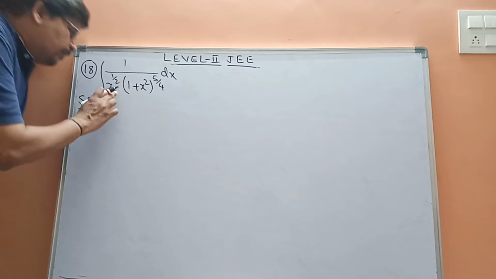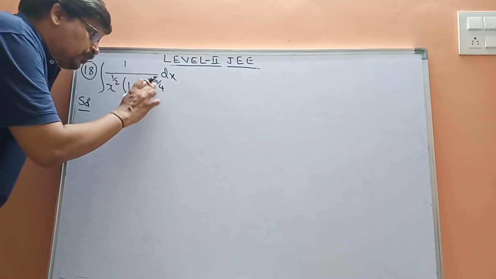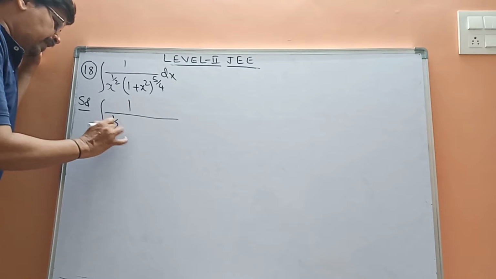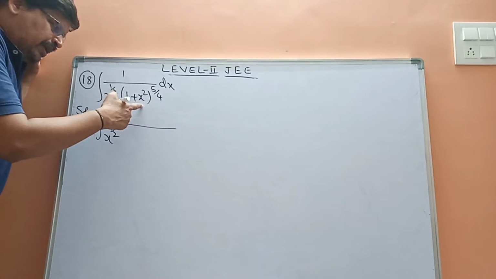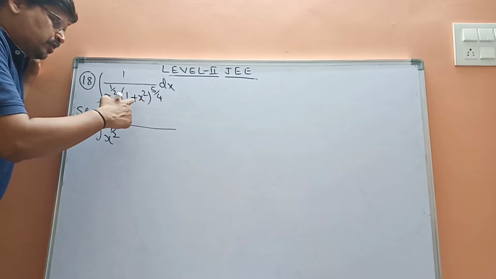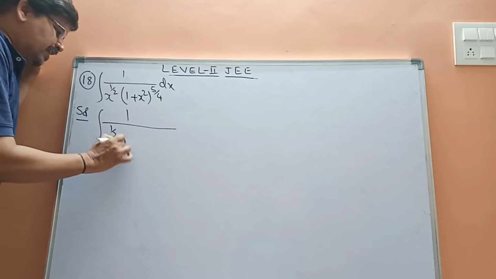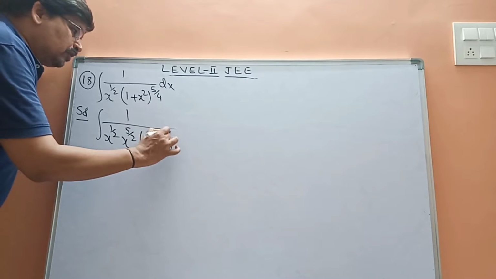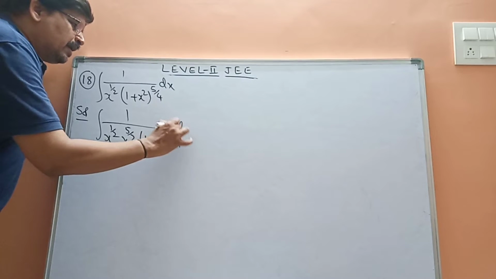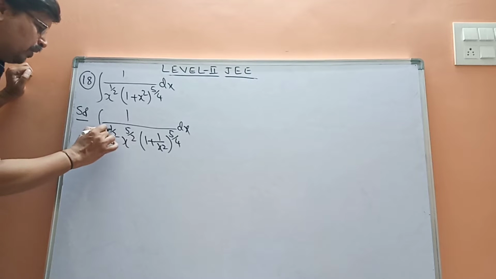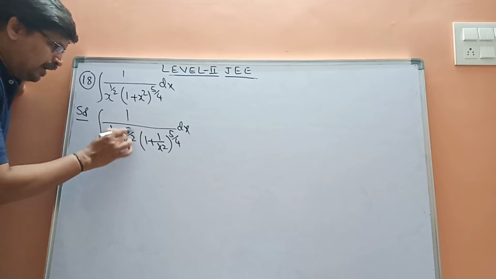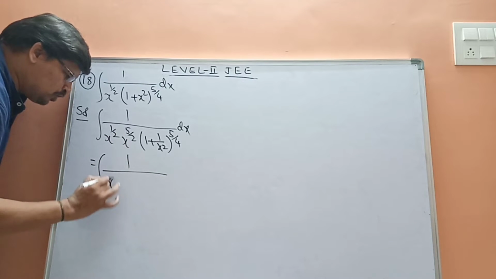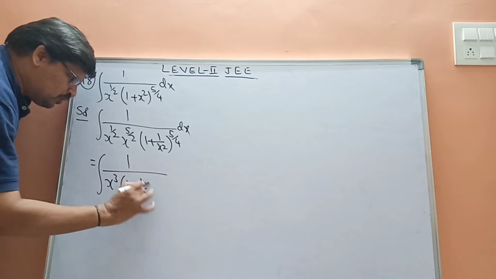The integral of 1 by x to the power of 1 by 2 into (1 plus x square) whole to the power of 5 by 4 dx. How to solve this problem: look here. Take x square common outside, that is (x square) whole to the power of 5 by 4, so that is x to the power of 5 by 2 into (1 plus 1 by x square) whole to the power of 5 by 4 dx. Here x to the power of half is there and x to the power of 5 by 2, that is 2 and a half plus half, totally 3.